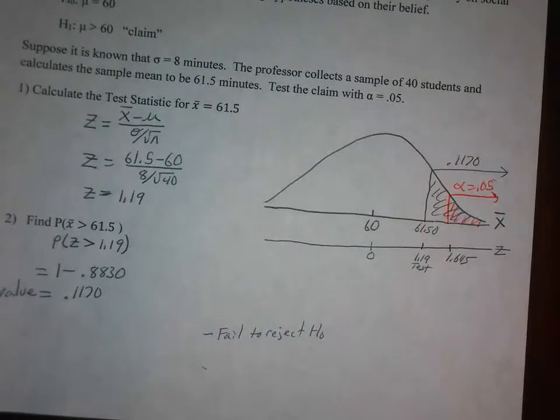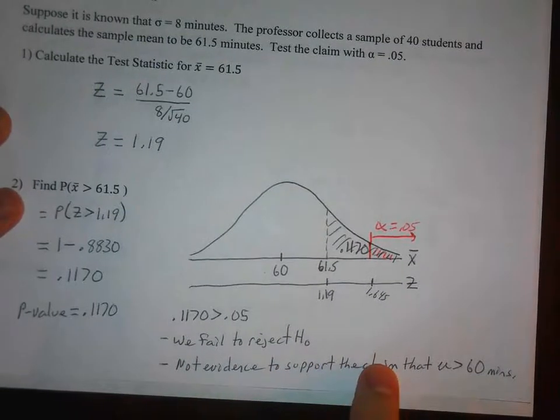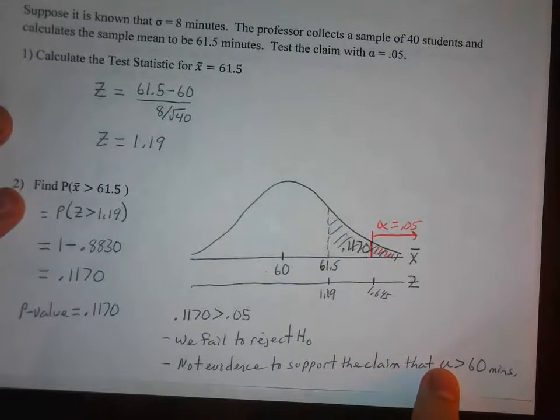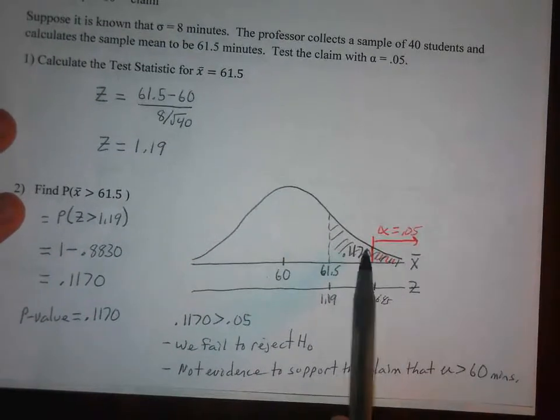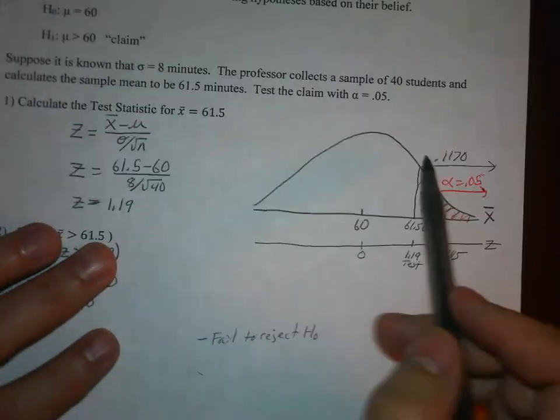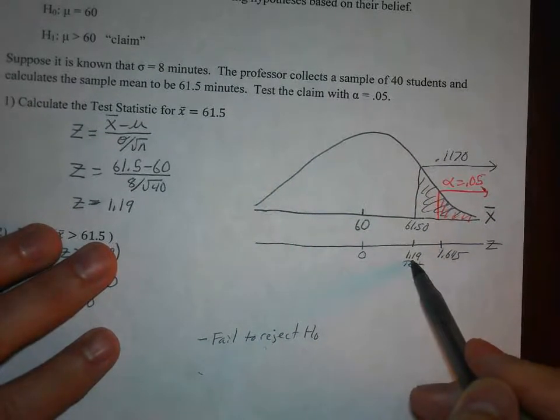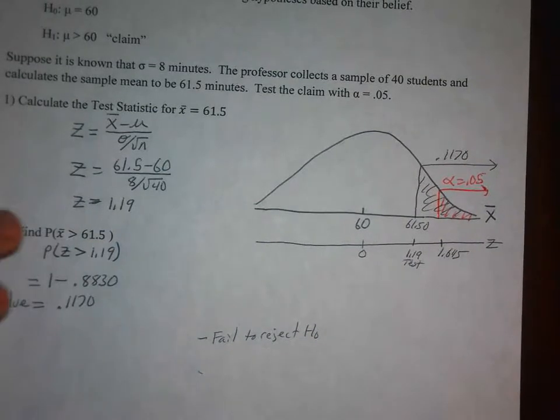and there is not enough evidence to support the claim that mu is greater than 60. Okay, so again, the only difference is now we are comparing probabilities rather than z-scores. That's the difference. On the second page, similar questions.